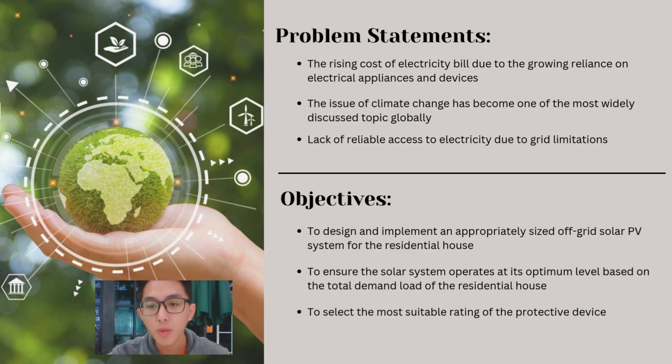Okay, and also we have three objectives here. The first one is we want to design and implement a properly sized off-grid solar PV system for this residential house. And the second objective is to ensure the solar system can operate at its optimum level based on the total demand load calculation that we did for these houses. And then the last one is to select the most suitable rating for the protective devices.